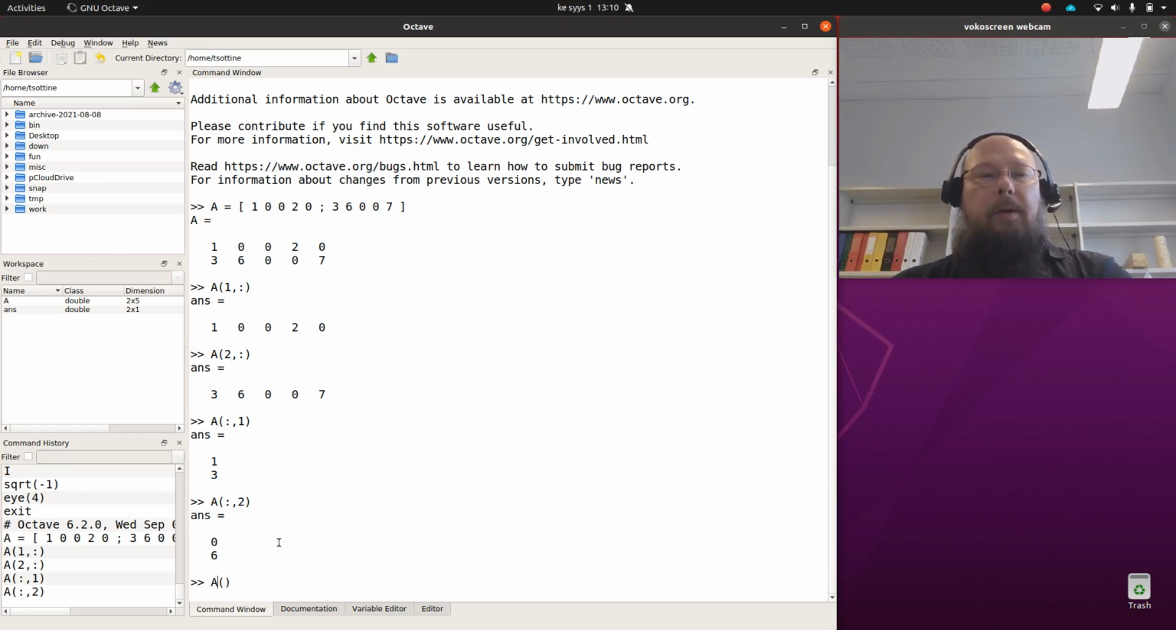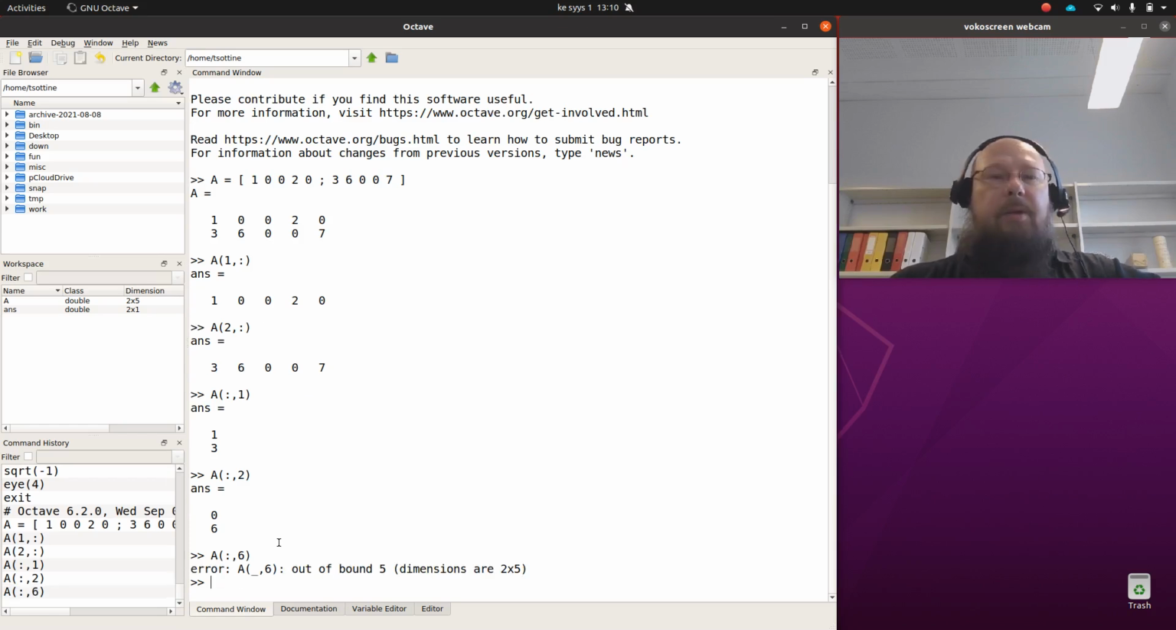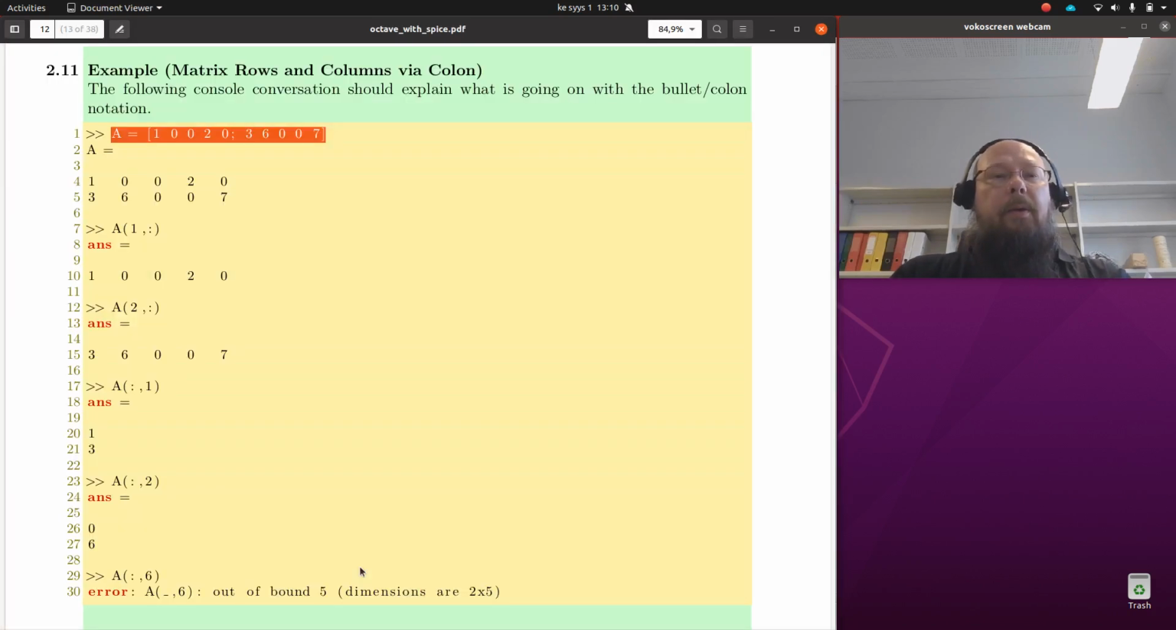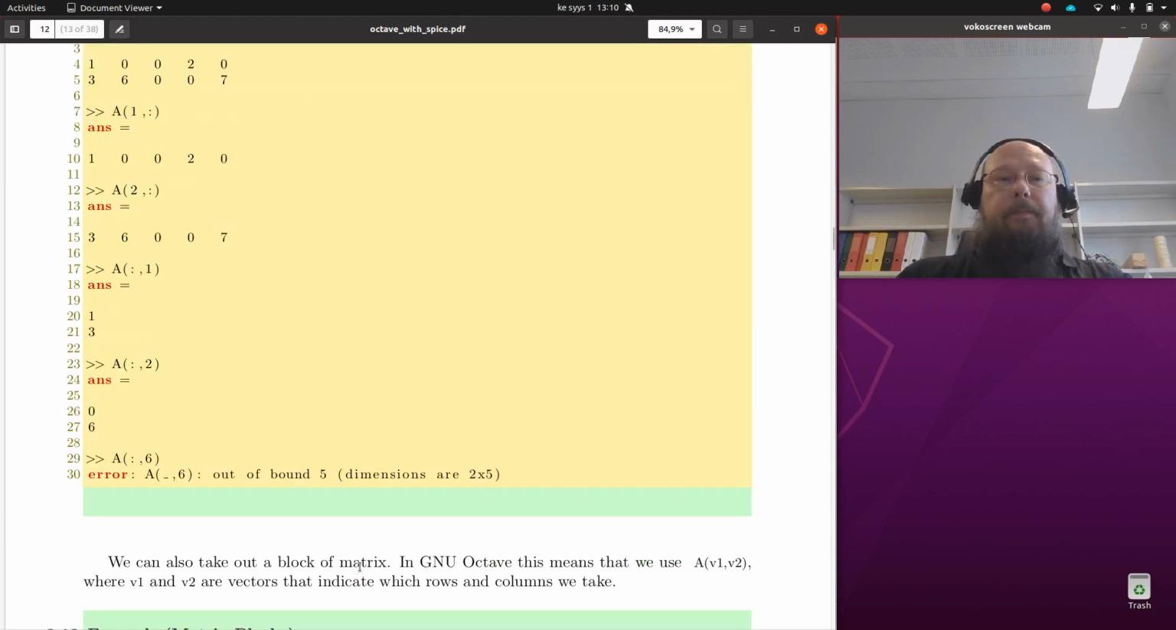Let's try taking the sixth column, and of course there are only 5 columns, so I should get some kind of error message, and yes, I get out of bound, and then it says that the dimensions are 2 times 5. So this is how we refer to rows and columns with this colon notation. Okay.